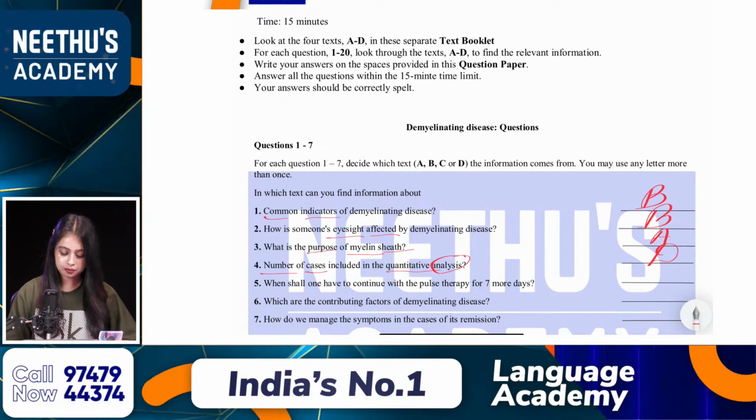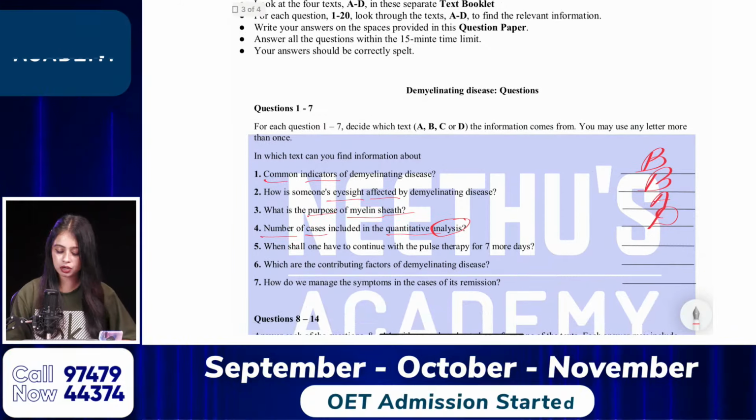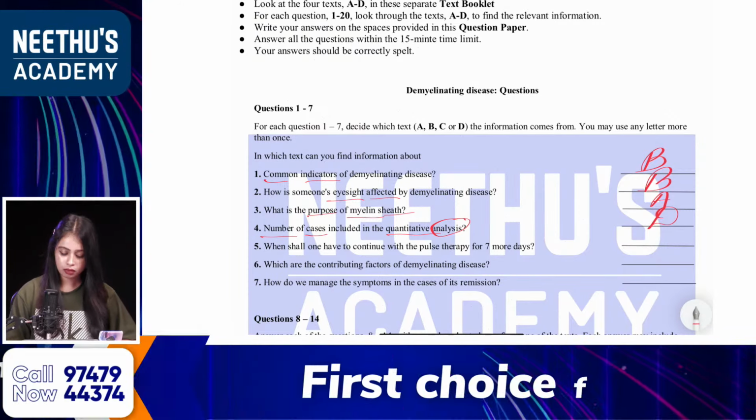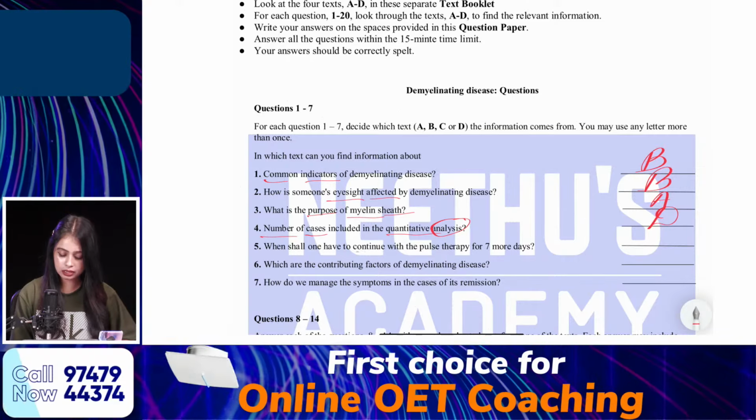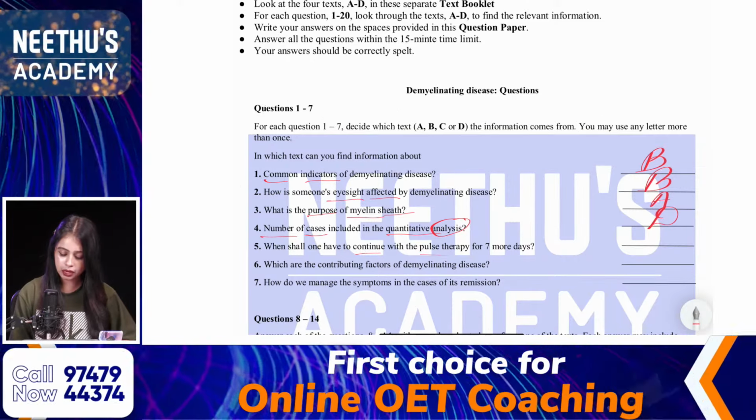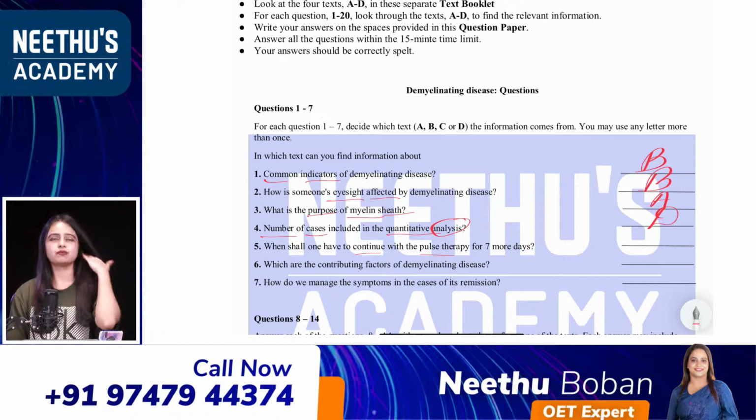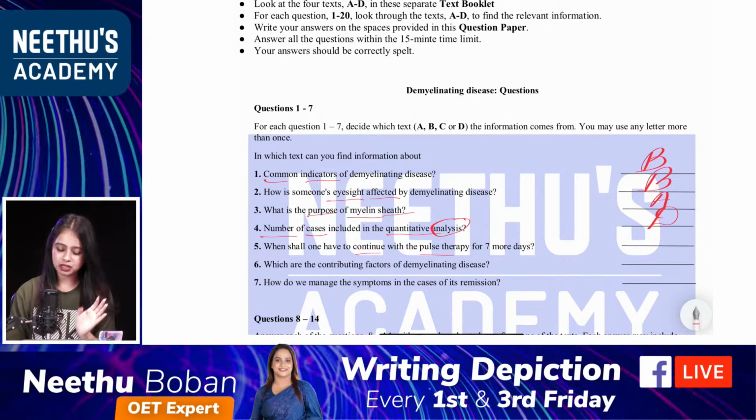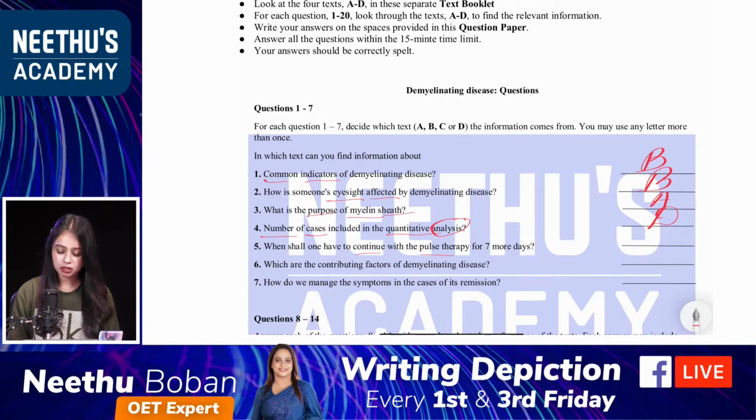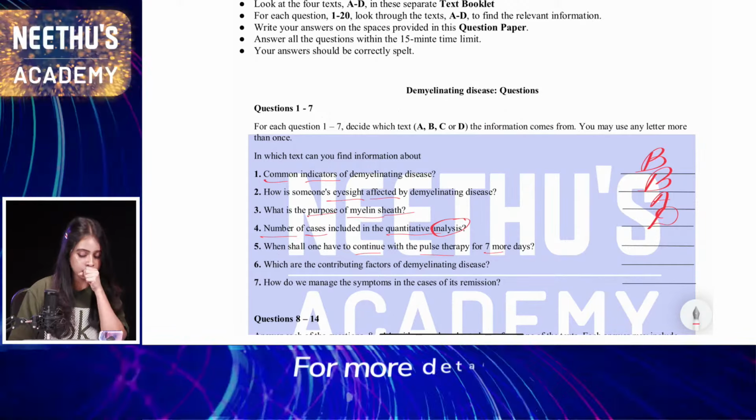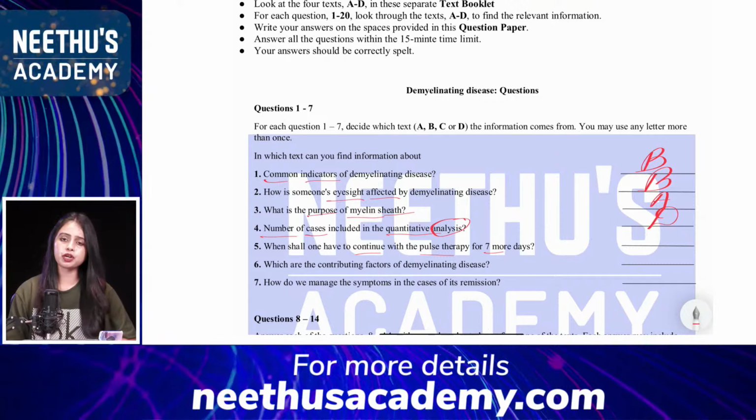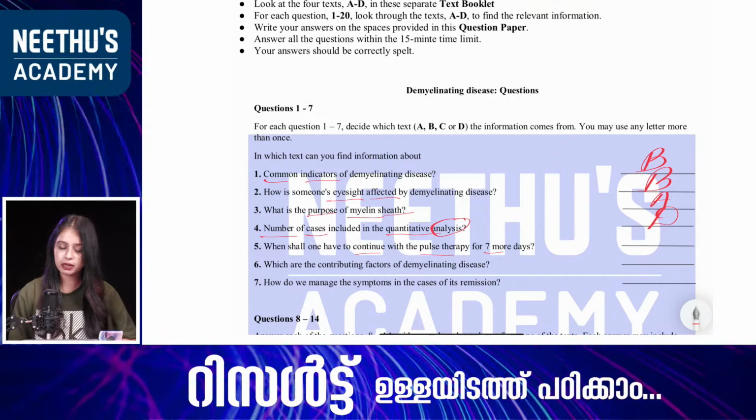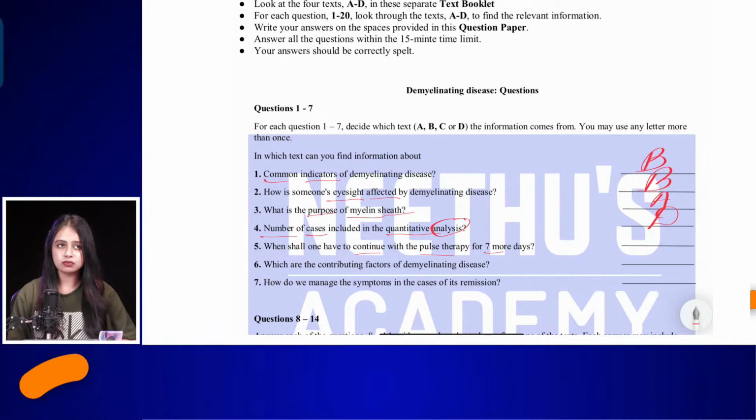Okay, then fifth one. When shall one have to continue with the pulse therapy for 7 more days? Okay, so my keywords: continue, then pulse therapy. Actually, pulse therapy is not a single word, it's a combination of words. Okay, 7. So what about that one? When shall one have to continue with the pulse therapy for 7 more days?